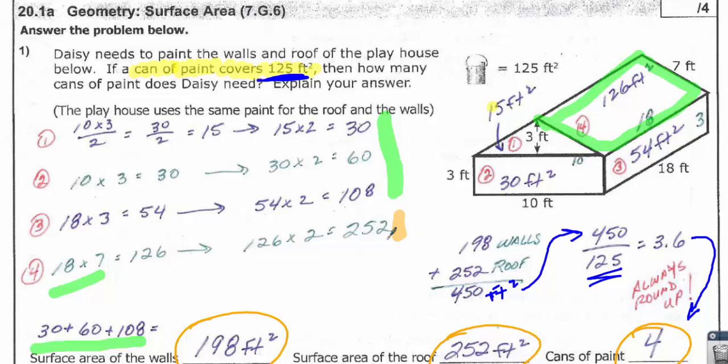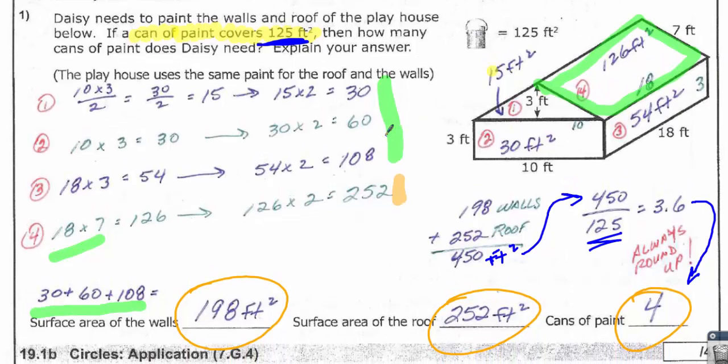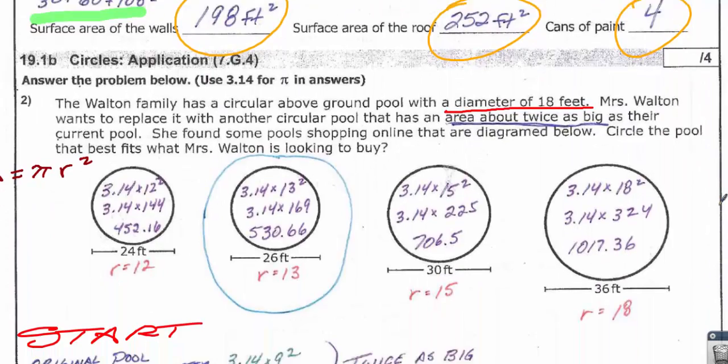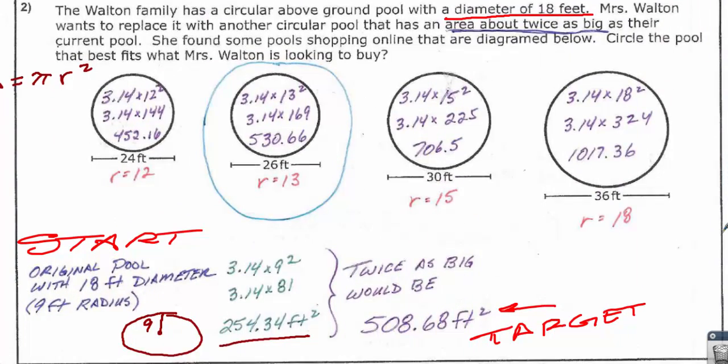We discussed this several times in class. Anytime you have more than a full can, doesn't matter how much more, you have to round up to the next can. All right, so go back, review that if you'd like to. You'll be able to look at these answers online, and if you need to, you can listen to parts of the video again. On to number 2.